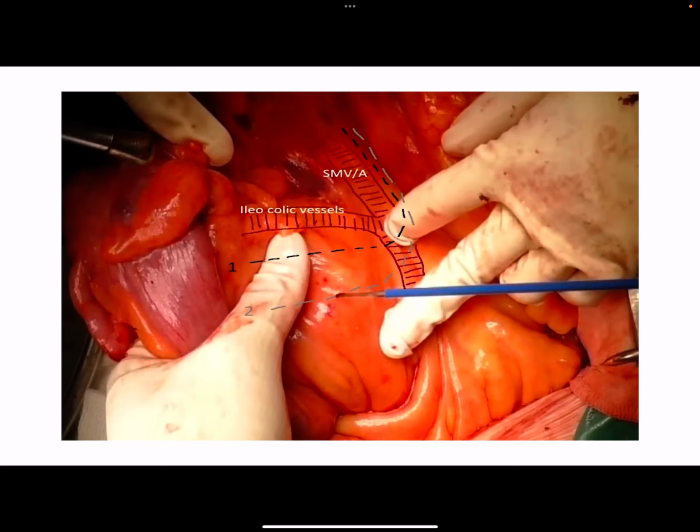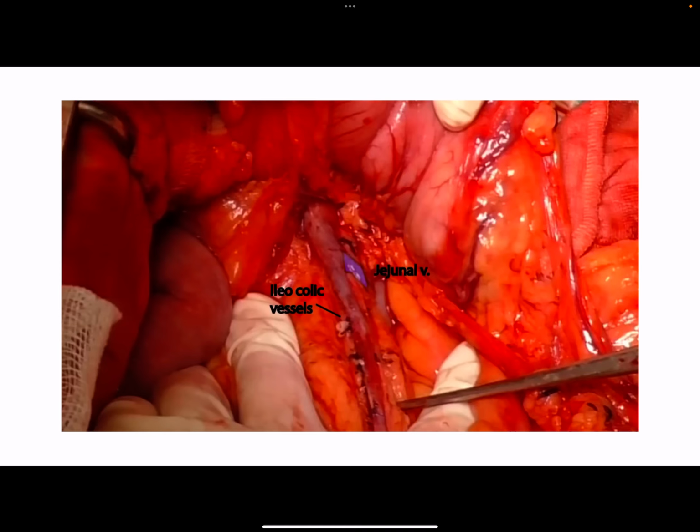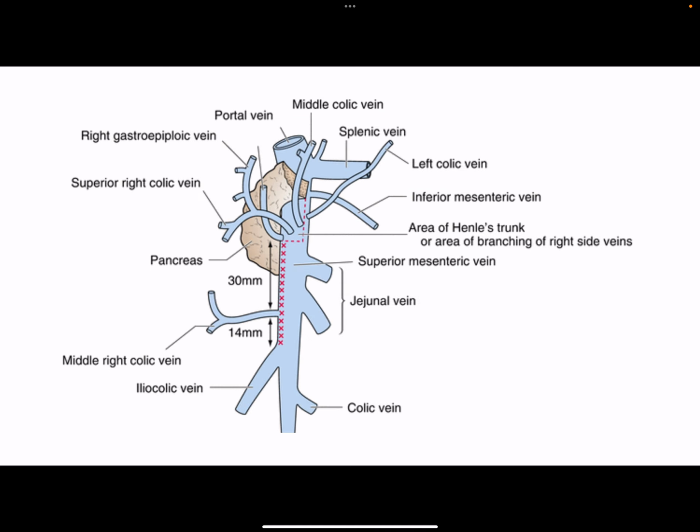In this picture, it has been shown the SMA, SMV, ileocolic vessels in an open surgery. We do not remain in zone 1, it's very close. We try to remain in zone 2, which is a bit farther from the ileocolic vessels. So it will be difficult for us to injure those vessels. Similarly, at the end, we have to achieve this kind of picture.